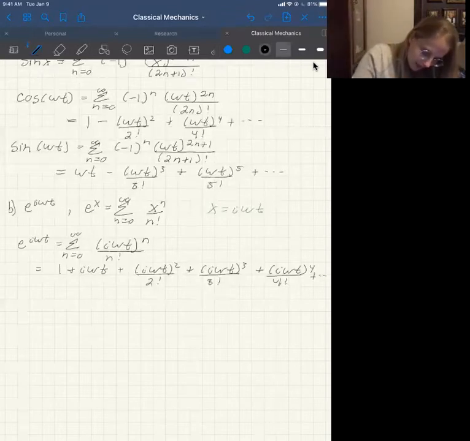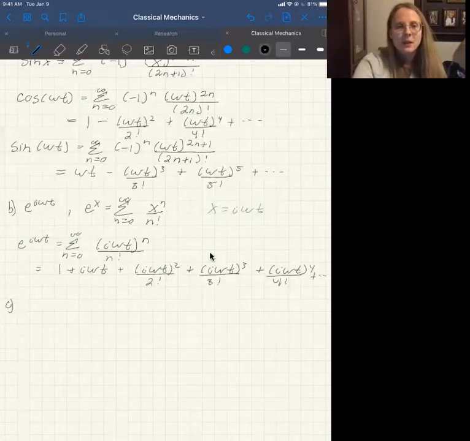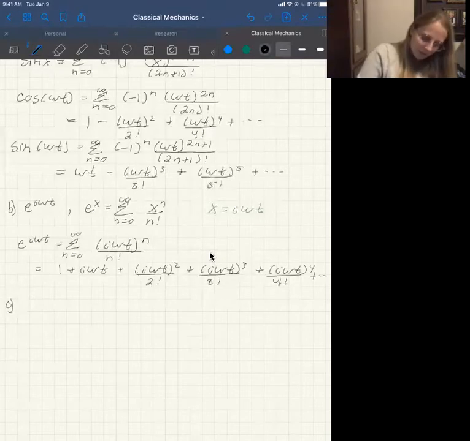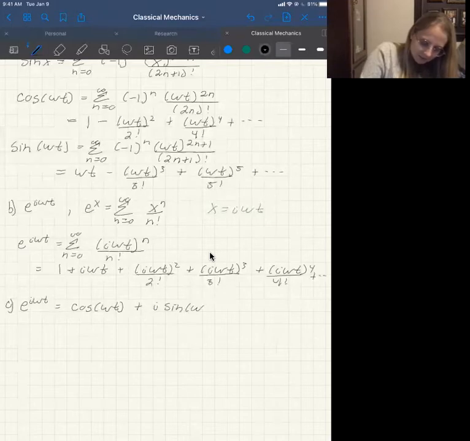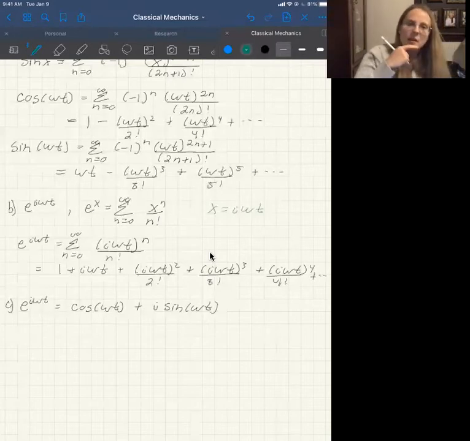Part C is a little more complicated, but it's not too bad once we have parts A and B done. For part C, it wants us to prove the following identity that you'll use a lot in this class: that the exponential of i omega t can be written as the cosine of omega t plus i sine of omega t. In order to solve this, let's first remember a relationship of i, which is that i squared is -1. This is because the definition of i is the square root of -1.